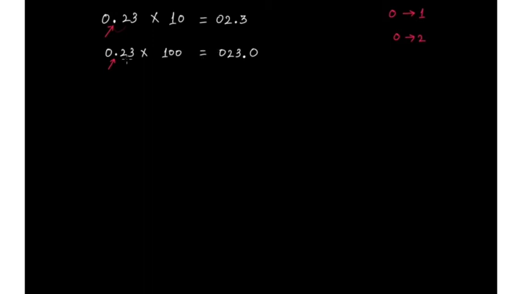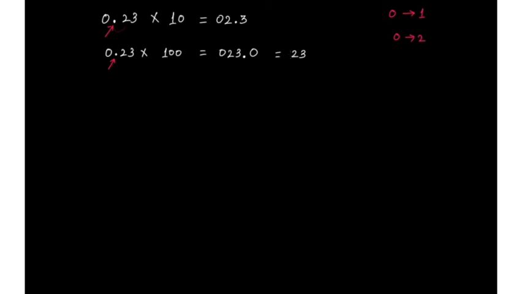Now this is 023.0. It's nothing else but 23 only, because this point 0 tells you that at the tenths place you have 0. That means nothing. And if to the left of the 2 you have 0, it makes nothing, because at the hundreds place you have 0 only. So this is 23, right?